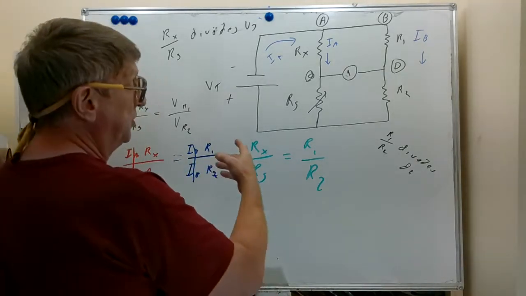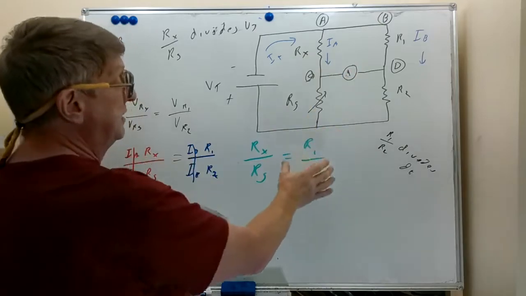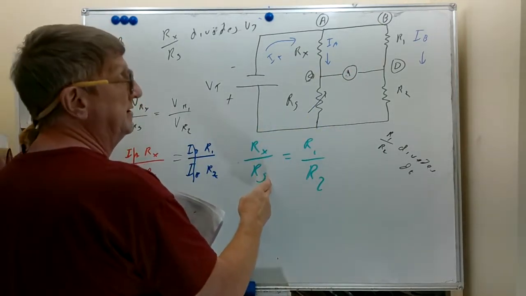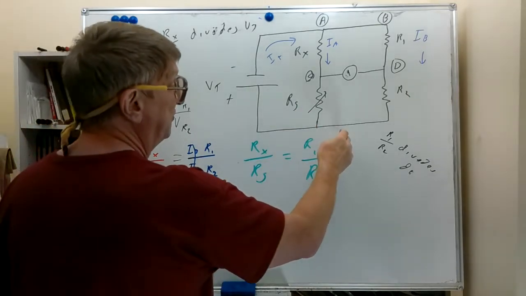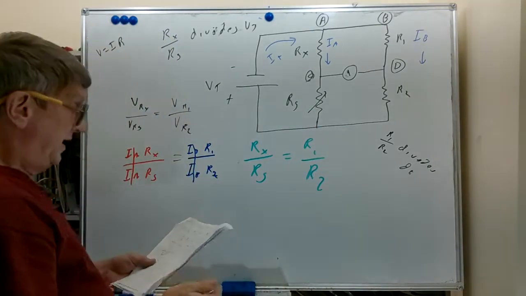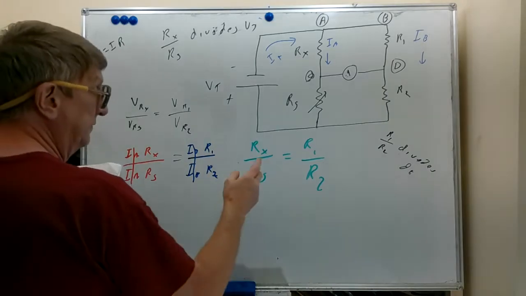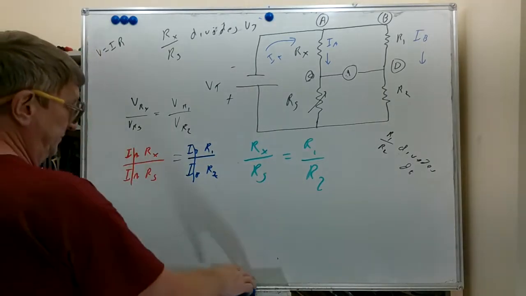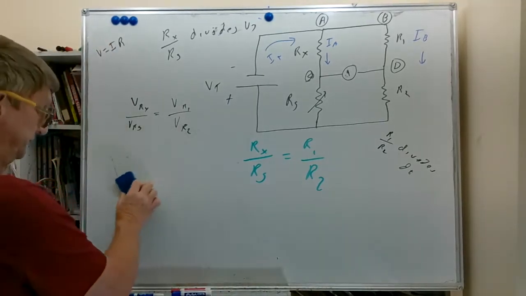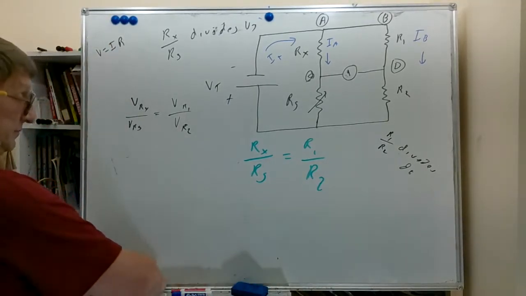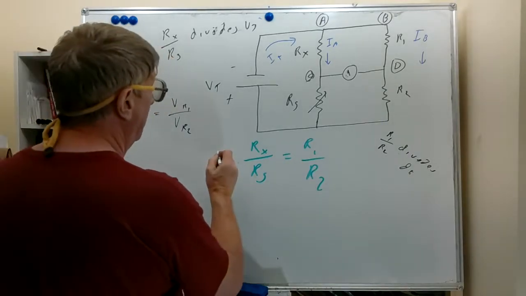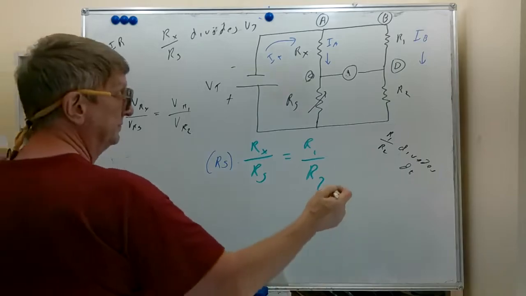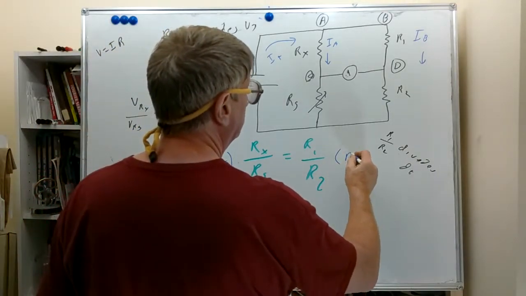So when we have a balance on the meter, we have a ratio of the unknown to the calibrated RS, the same as R1 to R2. Now if we want to solve for Rx, we want to find Rx. We'll erase this here. We can multiply both sides by RS.